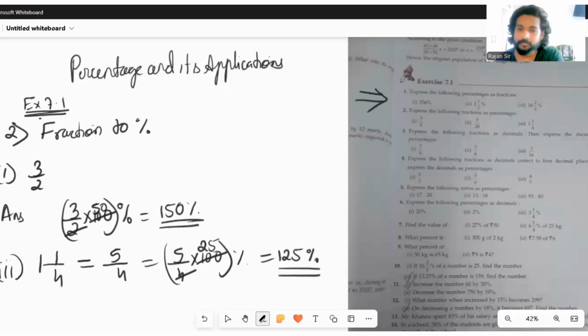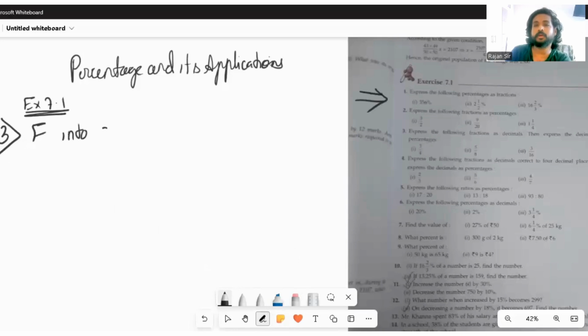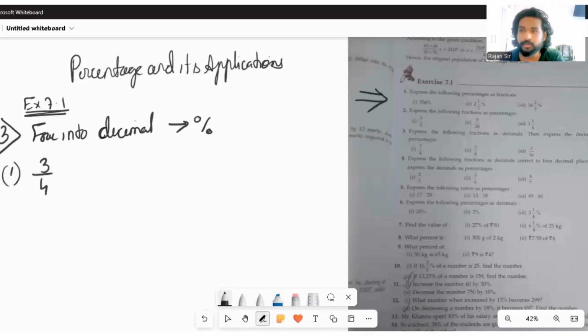That's it. Question 3. Express the following fraction as decimal, then express the decimal into percentages. So we have to convert fractions into decimals, and then from decimal to percentage. Okay, let's go for the first one. We have 3 by 4. That's fairly easy. So you have to convert this into decimal. Sometimes the division is very easy, and if it is not, you can actually use the basic method. Make sure you use the basic method sometimes.